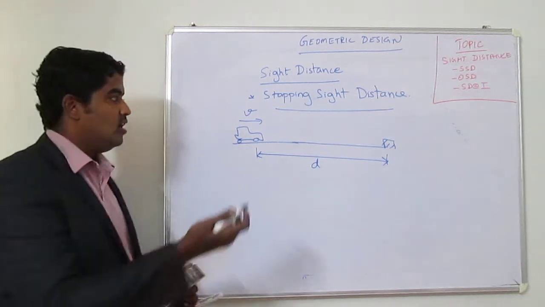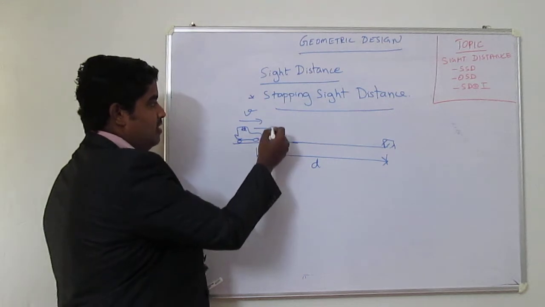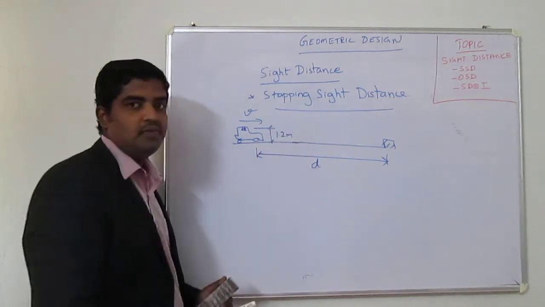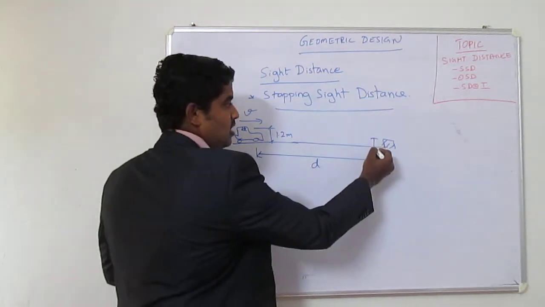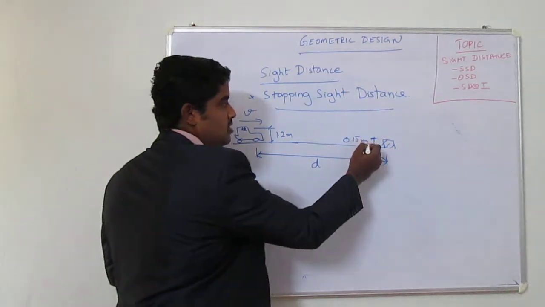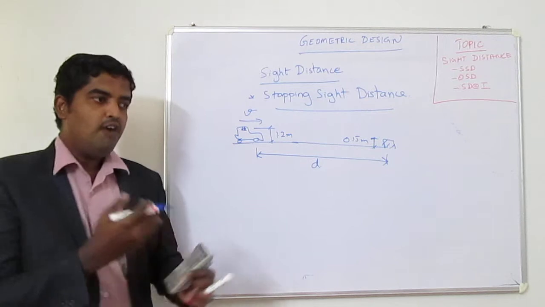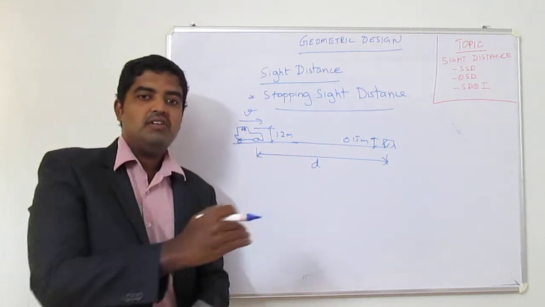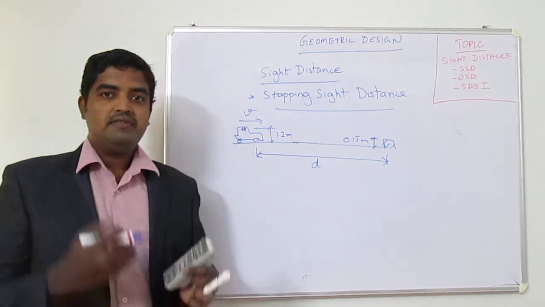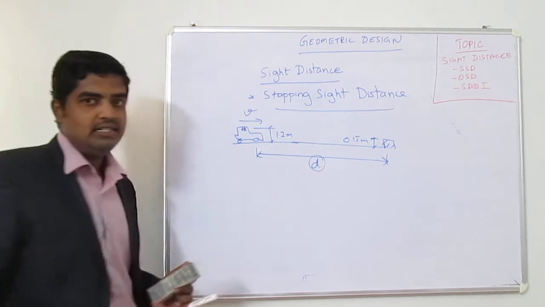For analyzing purposes, the height of the driver's eye is taken as 1.2 meters from the ground surface, and the height of the obstruction is taken as 0.15 meters from the ground surface, that is a half feet scale. So how far you can see an obstruction equal to a half feet scale from a height of 1.2 meters from the ground level, right? This distance is known as the sight distance.